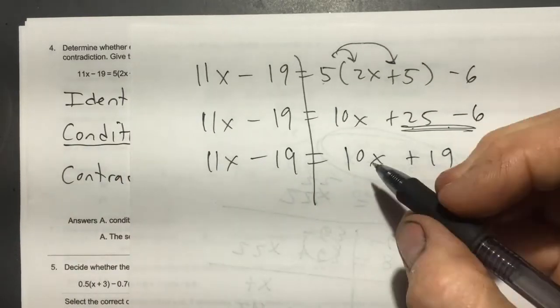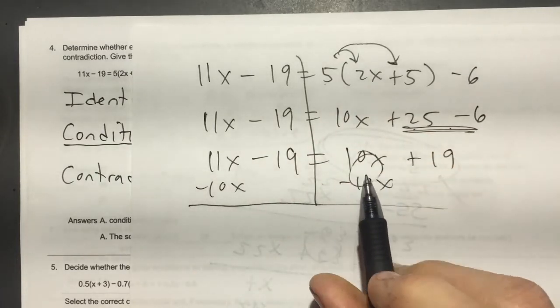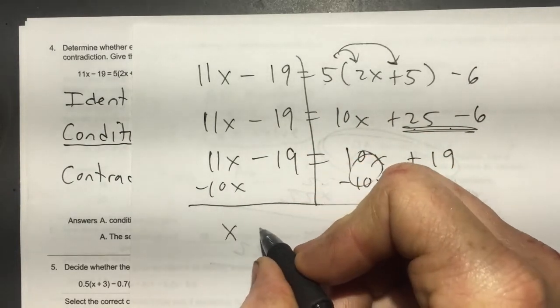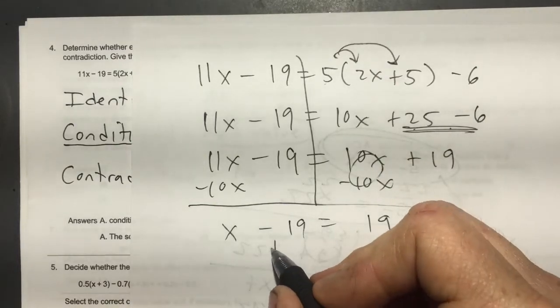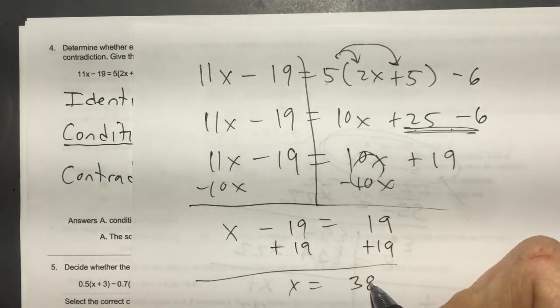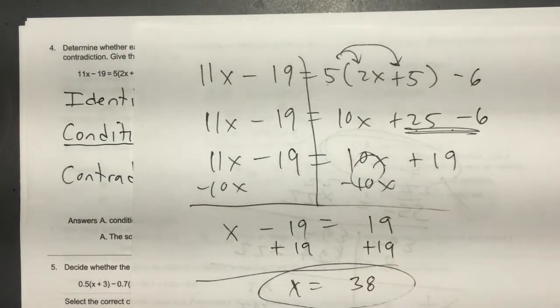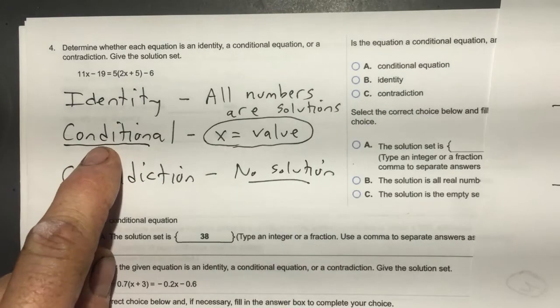All right. So I need to subtract 10x on both sides because I got x's on both sides. That goes away, and I've got a 1x over here, minus 19 equals 19. And then I add 19, which means we got 38. So 38 is my solution here. So I do have a solution. It's 38, which means it's a conditional equation.